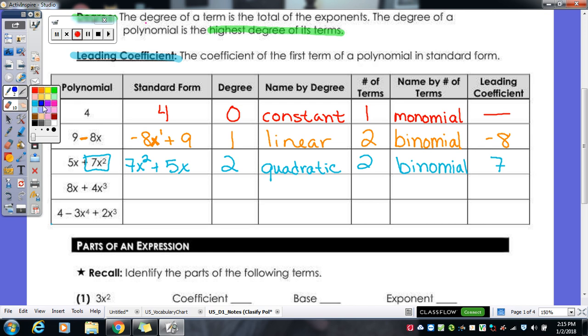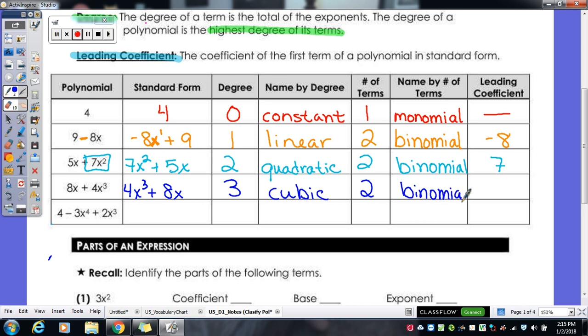If we look at our next one, which term should be going first? The 4x to the third. And then our 8x. Largest exponent is first, and then the next largest after that. So what degree would this one be? Third. We call a third degree polynomial a cubic. How many terms do we have? 2, so that makes it a what? Binomial. And our leading coefficient would be 4.